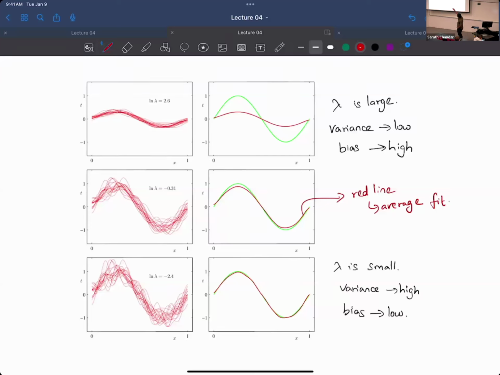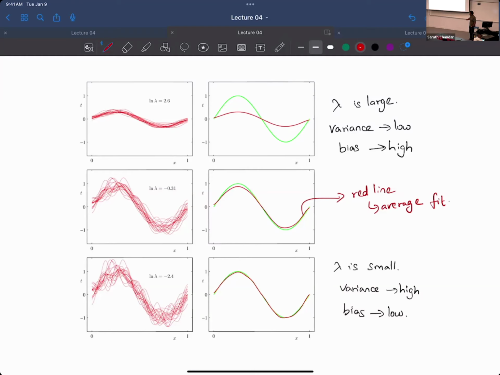Why do I say that? You can look at the figure. For 100 different data sets, the red lines are the different solutions I got by training on these data sets. So with 100 data sets, I got 100 functions, they're not lines. You see that they all are very close to each other. So the variance is low, but the bias is high. Why is the bias high? Because the average red line looks very different from the true green line. So this is an example of high bias, low variance.